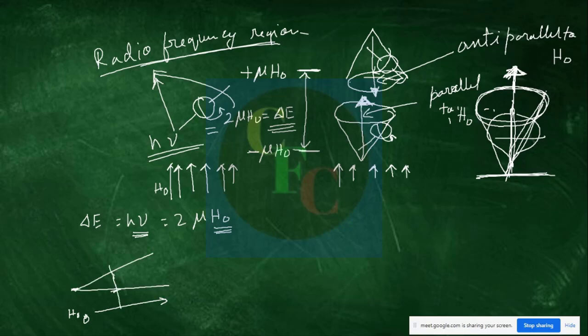So when you increase the external magnetic field, the delta E also increases. So the greater the magnitude of the external magnetic field, the more the splitting. This is the basic difference with other spectroscopies. So it is not a fixed quantity. It depends on the magnetic field we apply, and that's why the resonance term comes in.